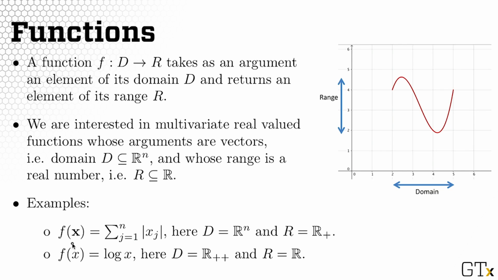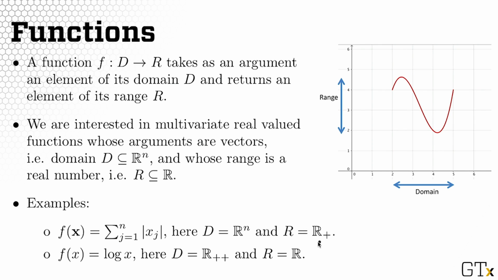For example, if you are interested in the function f of x, which returns the sum of the absolute values of the components of the vector x. Right? So that's what this means. Here the domain is Rn because the function is defined for all n-dimensional vectors, and the range of the function is the non-negative real numbers because we are summing up the absolute values, so therefore they are all non-negative.